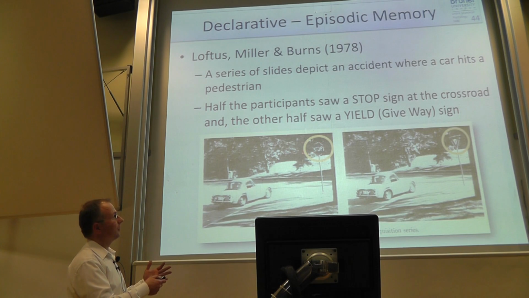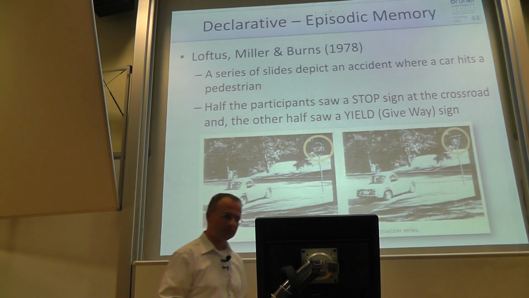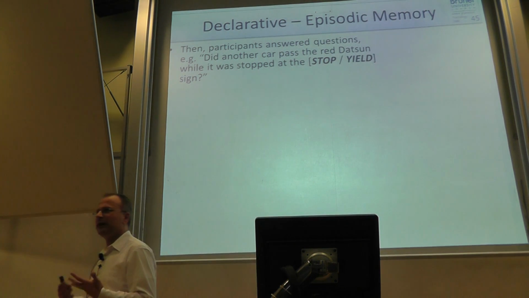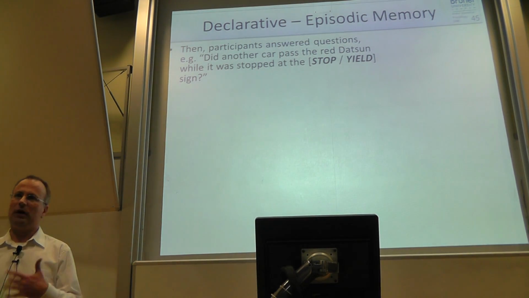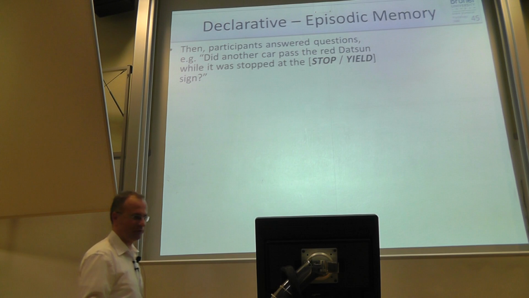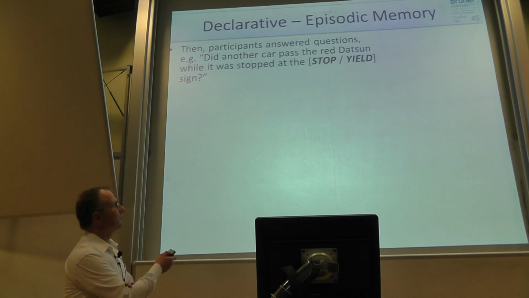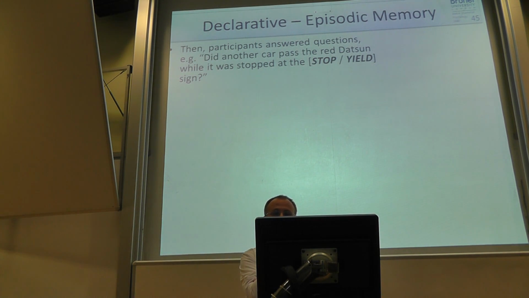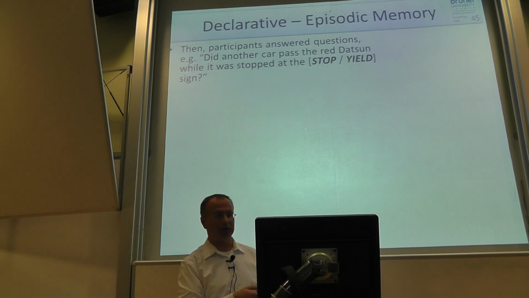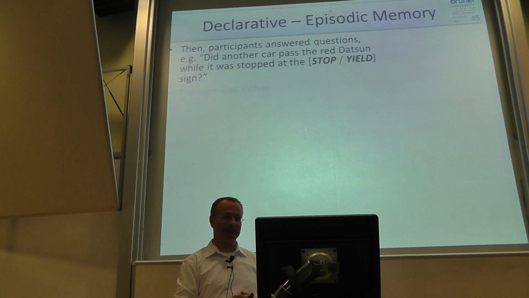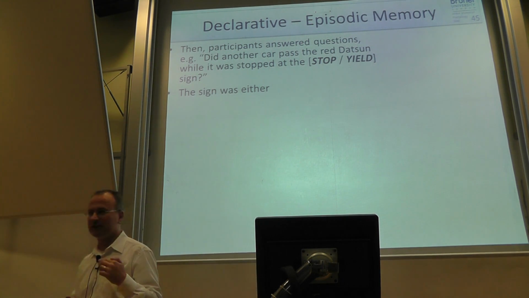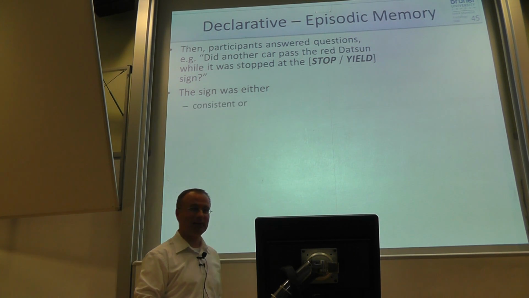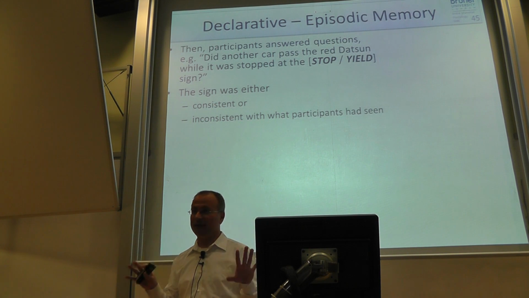One group of participants saw this, the other group saw that. Okay, so participants engaged in quite a few activities. And one of the activities was to answer a couple of questions. They got a question, as an example: did another car pass the red car while it was stopped at the stop or yield sign? Some participants were asked about the stop sign, the other participants about the yield sign. The crucial manipulation is that what was given here in the question was either consistent or inconsistent with what they have seen.